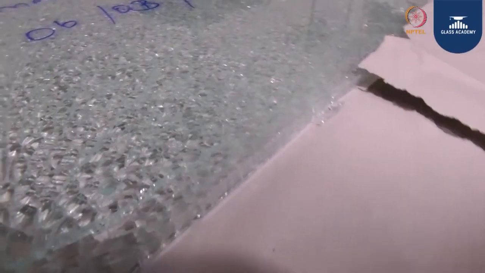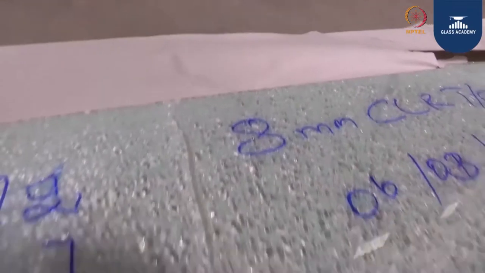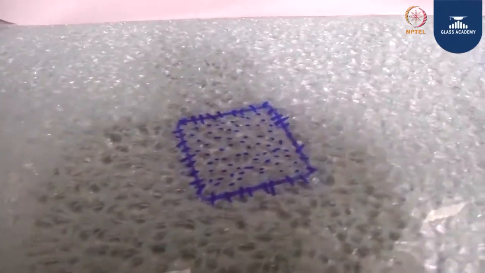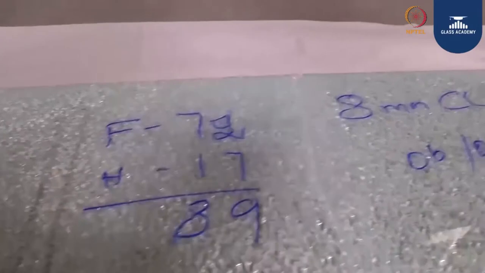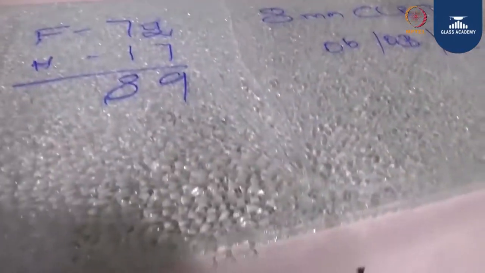The same thing when you see a toughened glass, when I impact, you can find the small granules of particles known as fragments. If you see for an 8mm clear glass, if I count the particles, it should be minimum 40 particles. So in this particular thing, we have got 89 particles. So through breakage pattern, we can describe whether it is an annealed glass or a HS glass or a toughened glass.